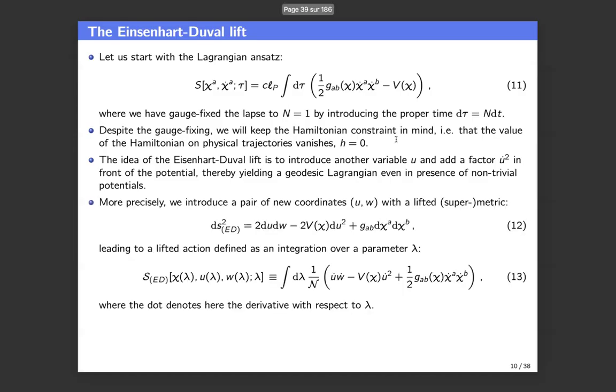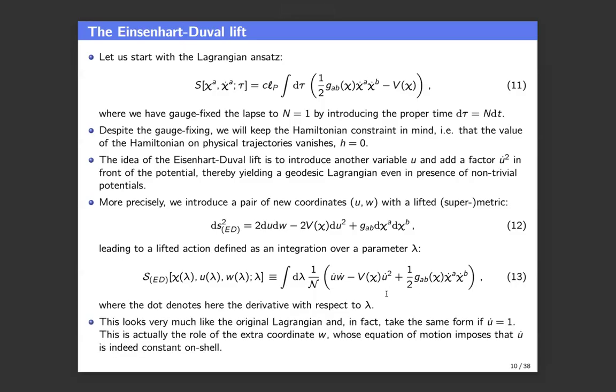So how does it work concretely? Basically, I give you this Lagrangian. You read the potential, you read the supermetric, and you construct this metric. Here, this is the standard superspace. You see that the coordinates are the dynamical fields. The potential appears in front of a term which is du squared. So we introduce two new coordinates, u and w, and we have the cross term which is this 2 du dw, and you have this additional term which takes into account the potential. Then what you can show is that the lifted action, which is defined as an integration over the parameter lambda, will actually contain the dynamics of your initial system.